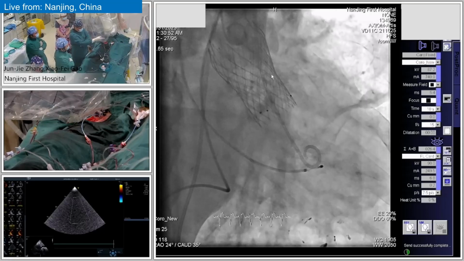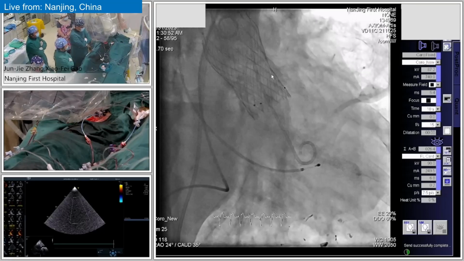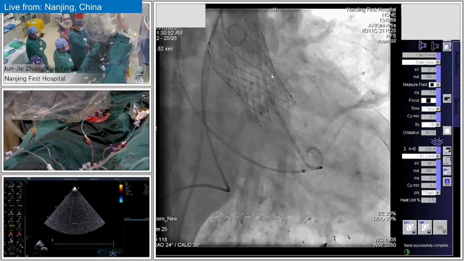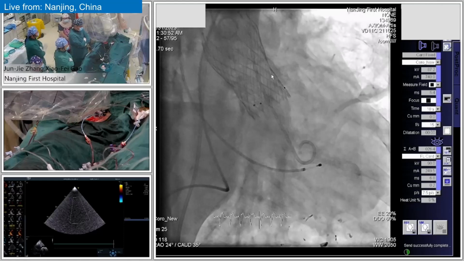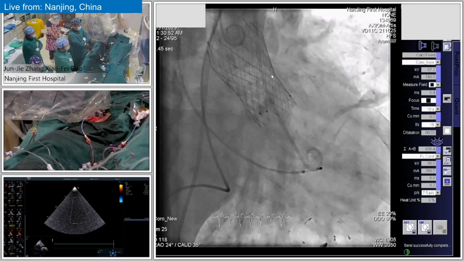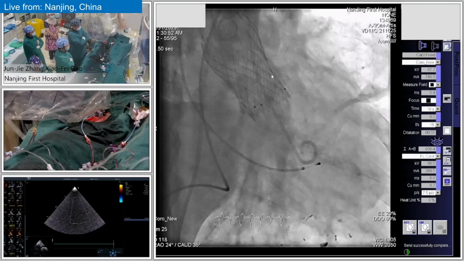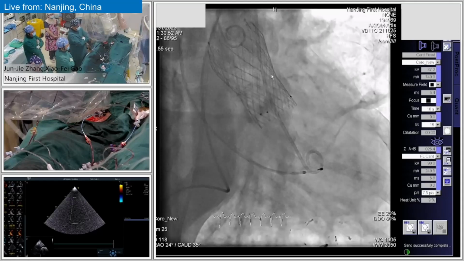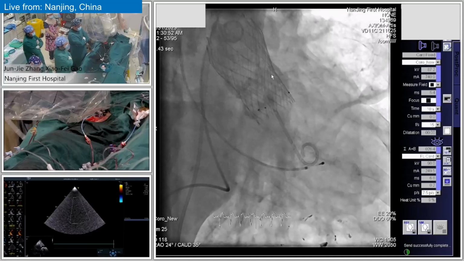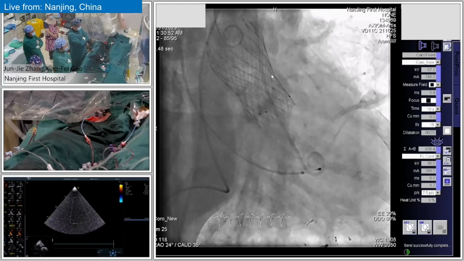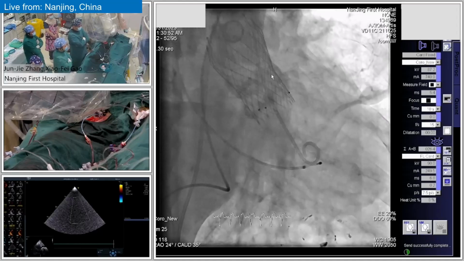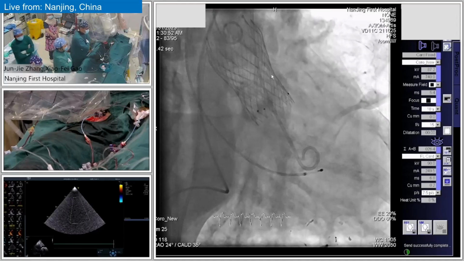Can you stop the pacing? Let me see the ECG. Pacing stopped. You see, it's still the baseline. The ECG is still atrial fibrillation with right bundle branch block. There is no third-degree AV block. So I think it's due to the high implantation. So it's good. Yes, congratulations. Very great case.